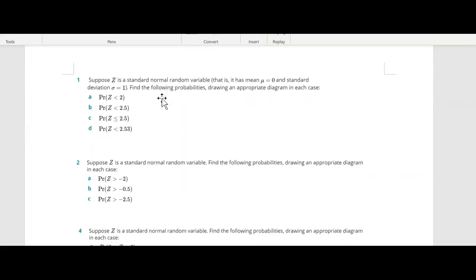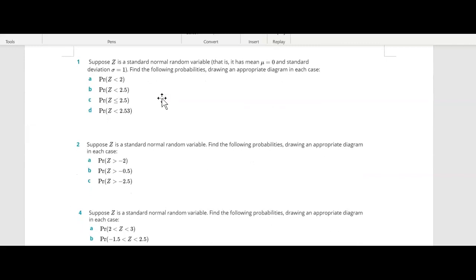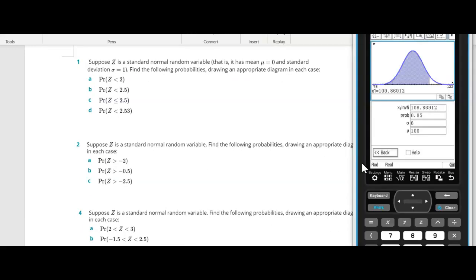All right, let's jump in and do some questions. So we're going to do all these on the calculator. So you don't need to do any of these by hand. All right, I'm not going to do all of them. I'm going to do question 1. I'm not doing all the parts of the questions because once you've got the hang of it, you'll be fine.